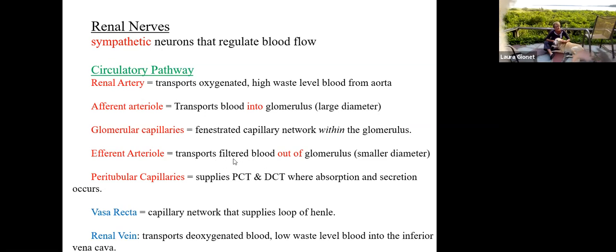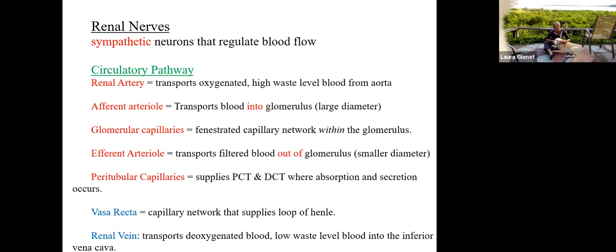Right, so it transports filtered blood out of the glomerulus, and it is a narrower diameter compared to the afferent arteriole. Why is that important? Keep this in mind when we're identifying these same structures on models in lab: both of these are red vessels. Unless you see where the vessel is coming from and where it's going to, there's no color difference, but the diameter is different. The afferent arteriole has a larger diameter than the efferent.